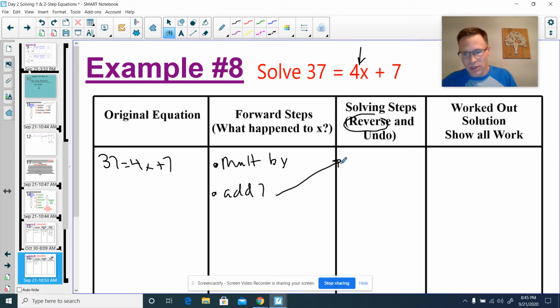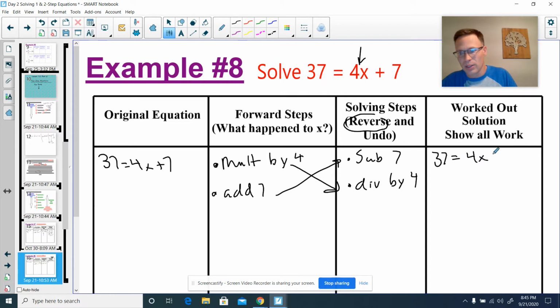Now this becomes the first solving step, and we undo those things. So instead of adding 7, I'm going to subtract 7. And then I'm going to undo multiplication by 4 by dividing by 4. And then I'll rewrite that equation out: 37 is equal to 4x plus 7. And I'll undo those things. So I'm going to follow my directions.